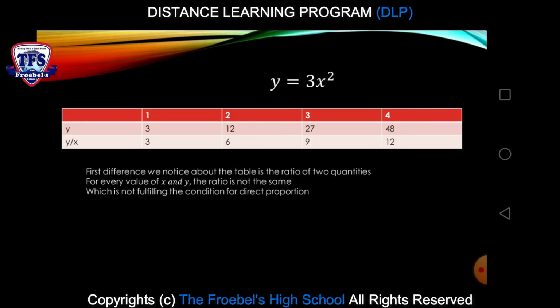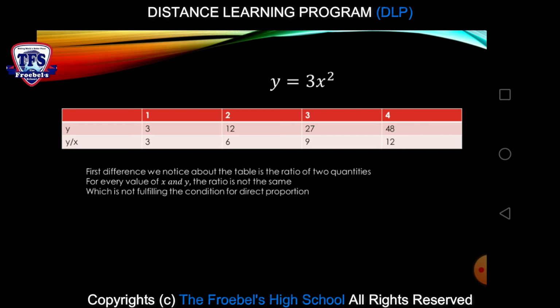Okay, here's a table which is representing some of the values. The first row is representing the values for x. The values of x are 1, 2, 3, and 4, and if I put the value of x in the equation y is equal to 3x square, I found that the values of y with respect to x are 3, 12, 27, and 48. And if I find out the ratio of these two quantities, that is y over x, I will find those ratios as 3, 6, 9, and 12.